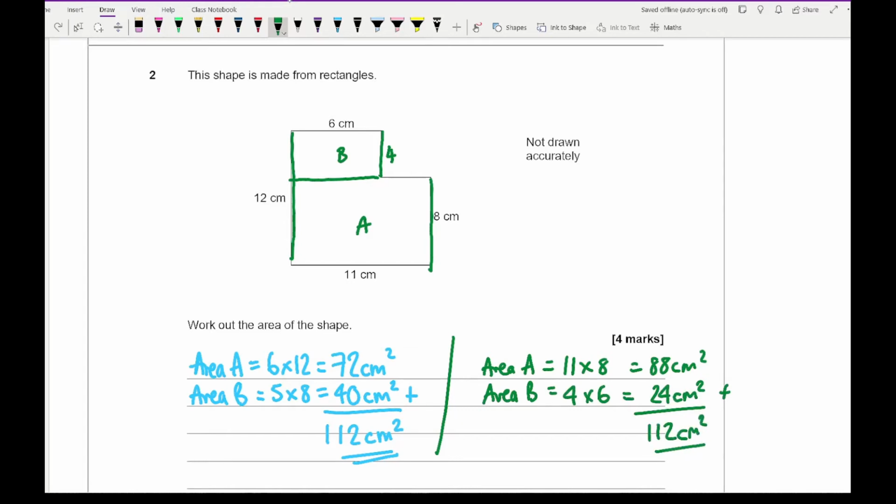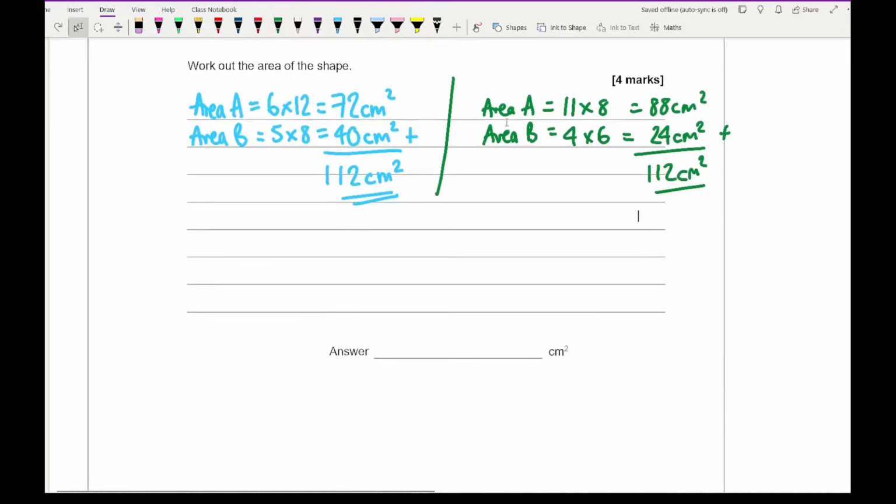So it doesn't really matter how you split it, but I certainly would show your working out either on the diagram or when you're working out. And it's also helpful to label each of the individual shapes for you to work out the total area.